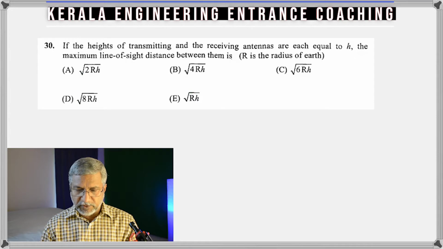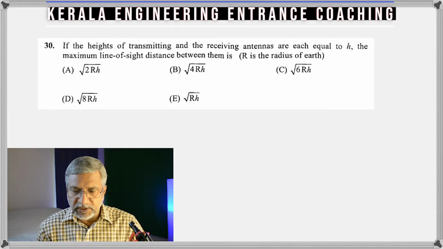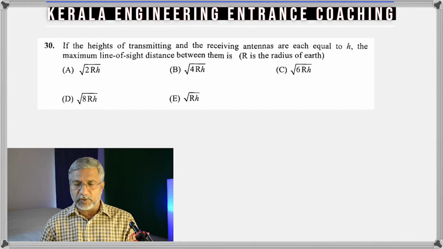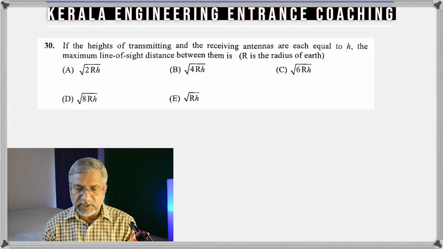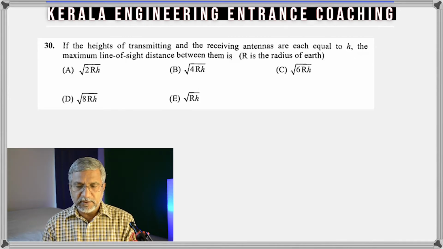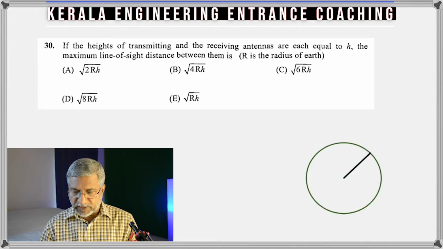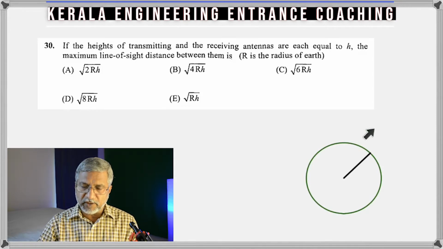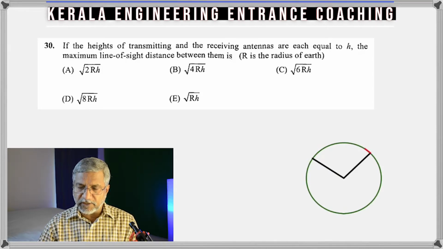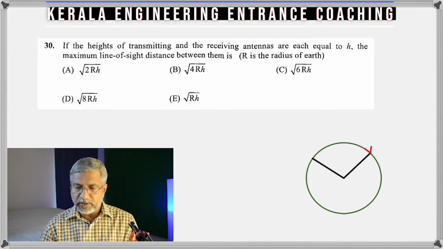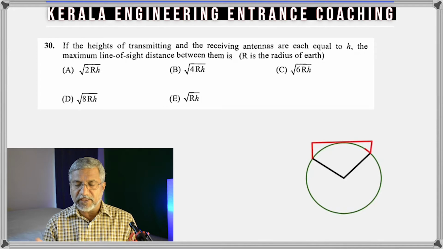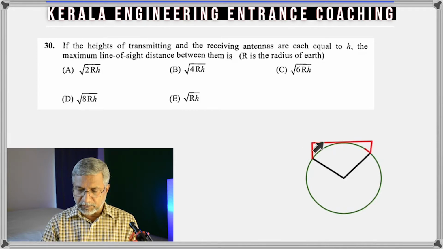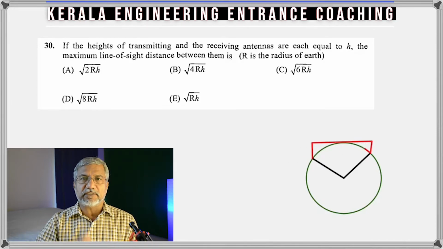Right. Number 30. If the heights of transmitting and receiving antennas are each equal to h, the maximum line of sight distance between them is how much? R is the radius of the Earth. So let's look at the diagram. That's the surface of the Earth. That is the radius of the Earth. And that's the point where you have one antenna right there. And then at that other point, you have the second antenna. So here is one antenna, the second, and that is the line of sight. You see, that means you can see from one directly to the other. So that's why it's called line of sight.